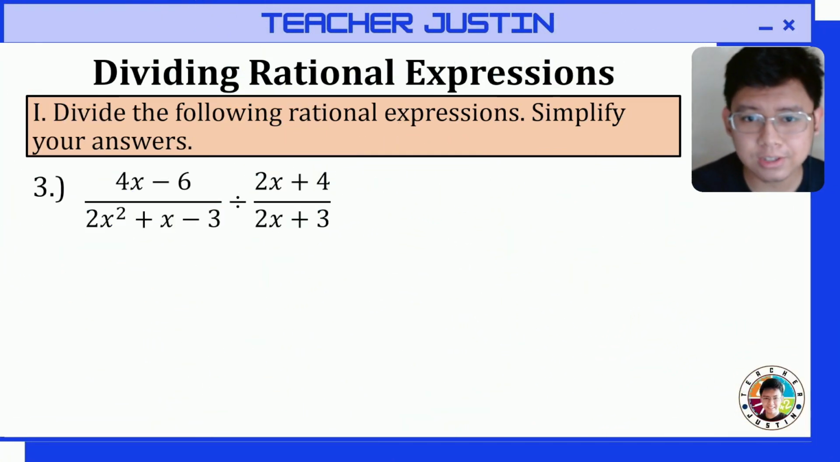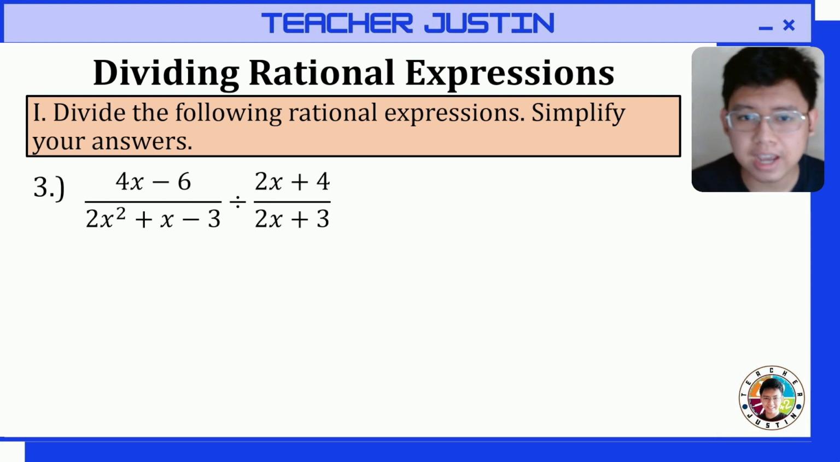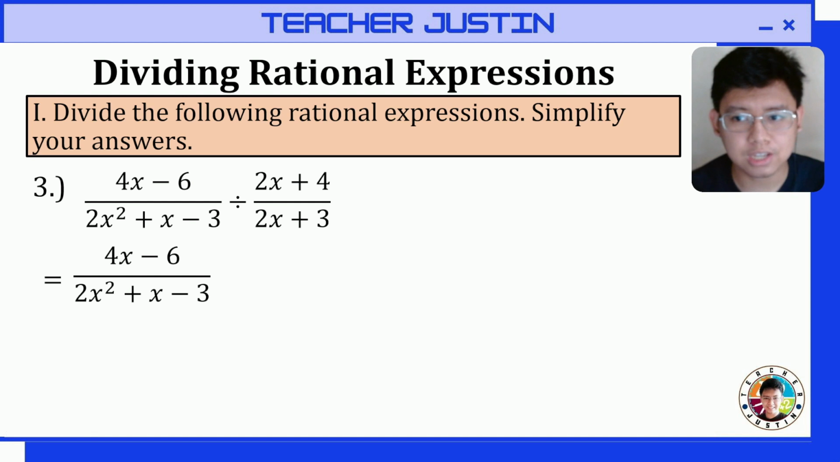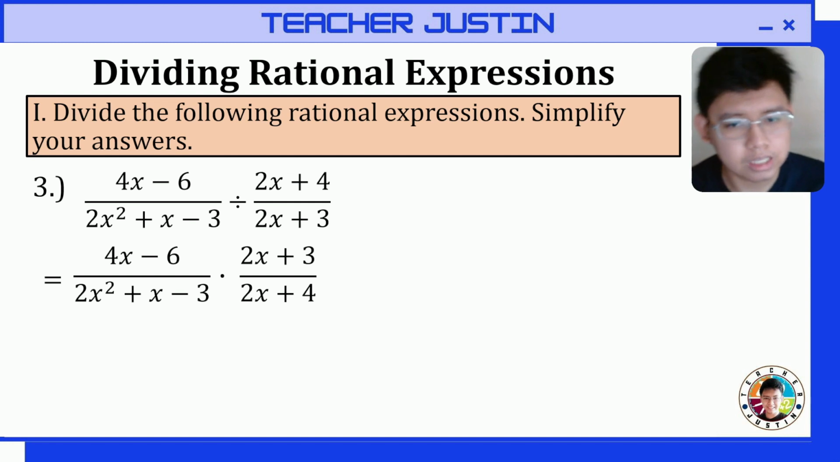Let's divide this rational expression. So, first step natin in dividing rational expression is for us to apply keep, change, flip. So, we apply keep, yung ating first rational expression, change the operation to multiplication, and then flip our second rational expression. So, flip natin si 2x plus 4 over 2x plus 3. So, magiging 2x plus 3 over 2x plus 4 na siya.